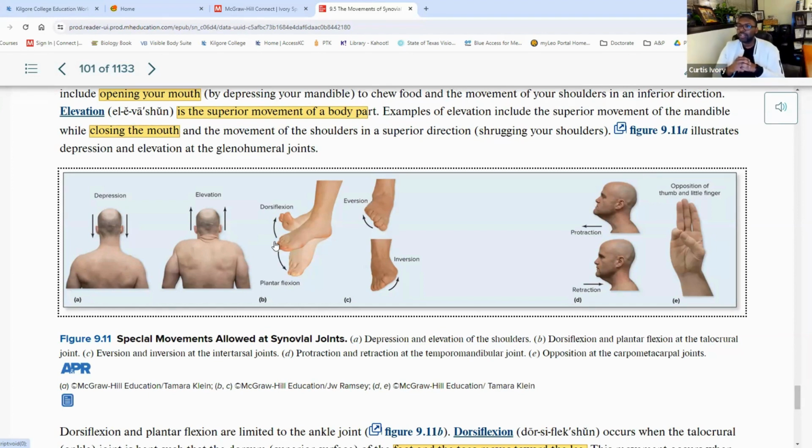Protraction and retraction. If I protract something, I'm pushing it outward. If I retract something, I'm pulling it back inward. I'm retracting it, I'm pulling it back. Just like if someone retracted a journal post, you're taking it back. So retraction is taking it back. Protraction is pushing it out.